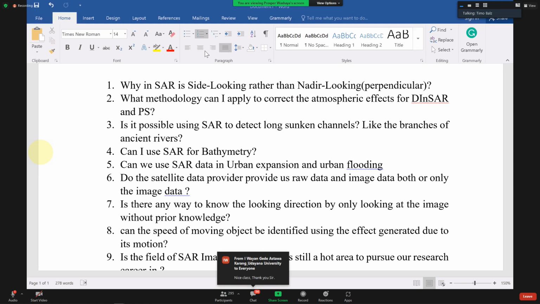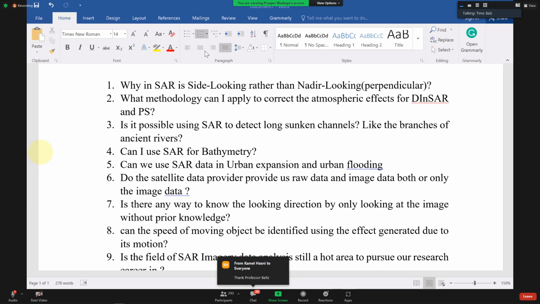Is it possible using SAR to detect long sunken channels? Yes, it is. And I will show you an example. I have an example actually for that, and I like that example. I will show you.